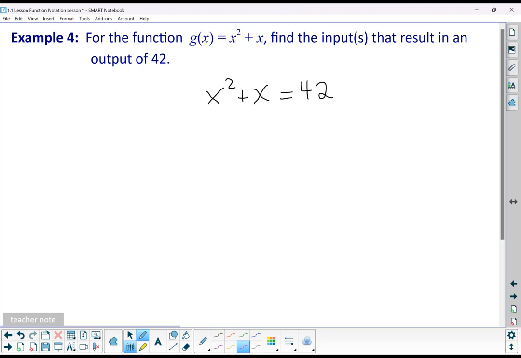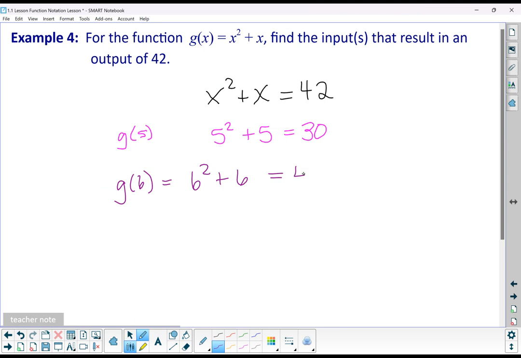So a minute ago, we figured out that 5 squared plus 5 is equal to 30 because we calculated g of 5. So let's try another number. Let's try 6. We know it's bigger than 30, so let's try g of 6. g of 6 would be 6 squared plus 6, and that is actually 42. So we were able to figure it out just by trying out a couple of numbers.